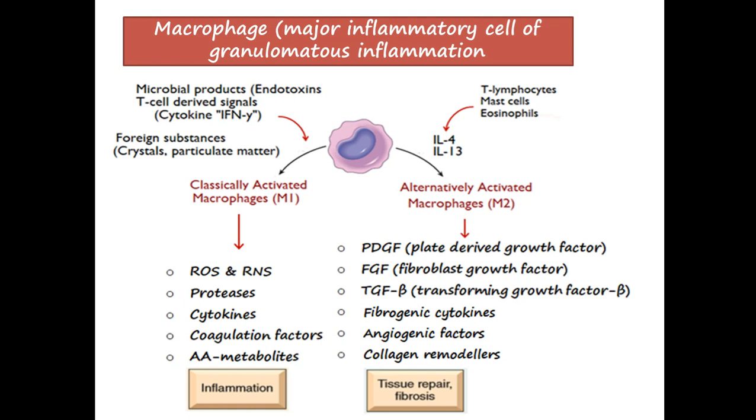Now, the macrophage that is activated by the alternative pathway will produce certain factors that will help in tissue repair and fibrous tissue formation. For example, these alternatively activated macrophages release the platelet-derived growth factor, the fibroblast growth factor, and they secrete the transforming growth factor beta, some fibrogenic cytokines, and angiogenic factors that are involved in the formation of new blood vessels to the newly formed fibrotic tissue as a result of repair and healing. And they also produce certain collagen remodelers, because the fibroblasts will secrete collagen, and fibroblast and collagen synthesis is an important component of the healing process.